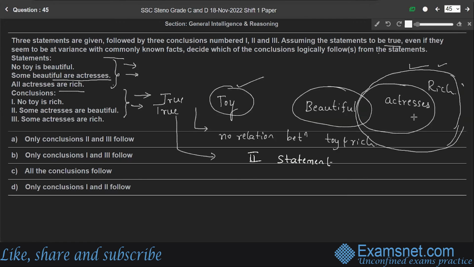Then some actresses are rich. Some actresses are rich. So which is false because all actresses are rich. Therefore, it's a false statement. The reason is all, not some. Here all actresses are rich from statement 3. Not only some actresses, all actresses are rich. Hence, first and second conclusions follow. Option B is the right answer.